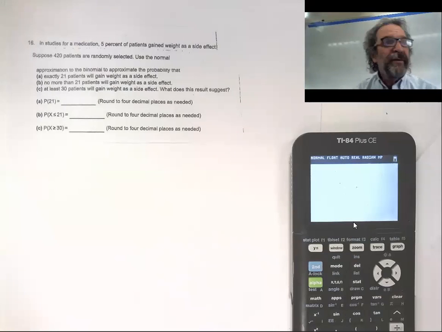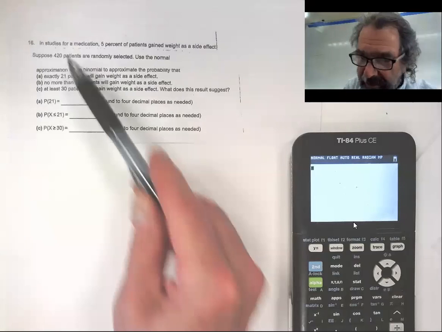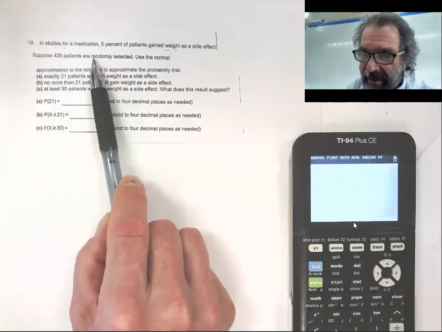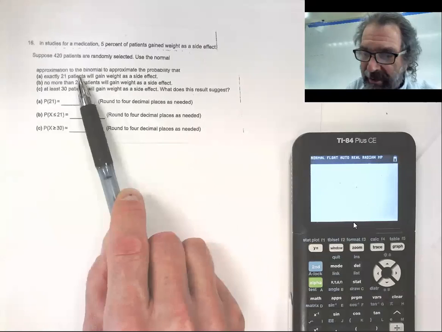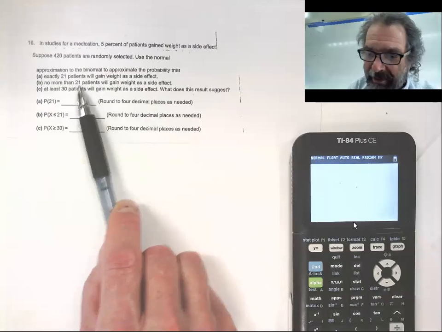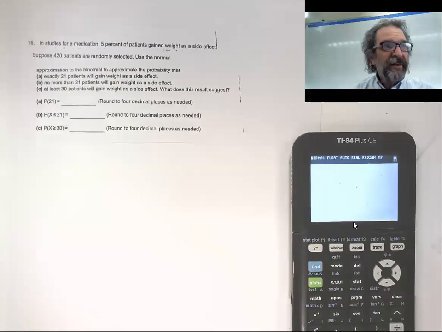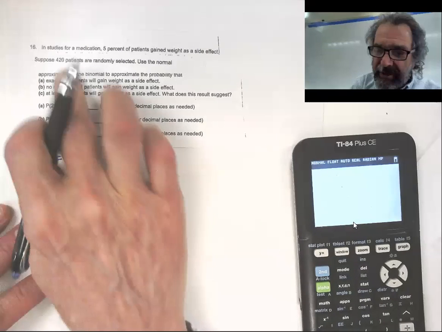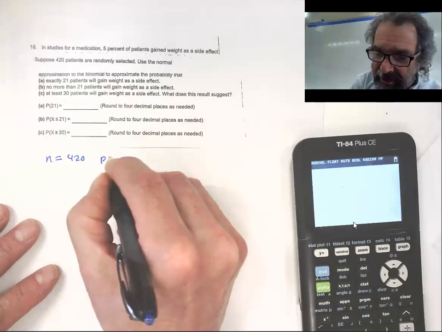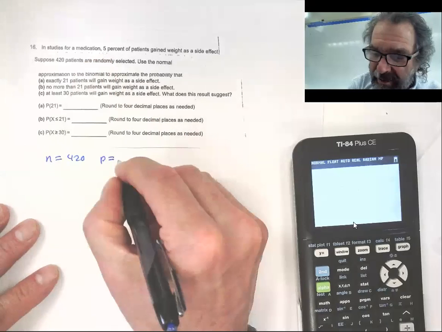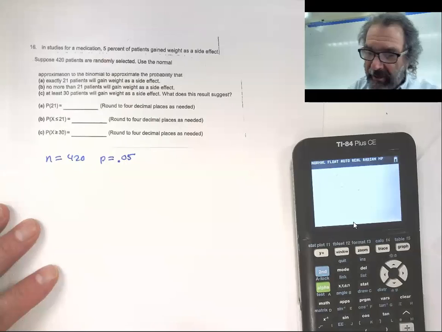It's another binomial approximation question. In this one, we've got in studies for medication, 5% of patients gained weight as a side effect. Suppose 420 patients are randomly selected. Use the normal approximation of the binomial to approximate the probability that exactly 21, no more than 21, at least 30 patients gain weight as a side effect. So first we have to figure out what n is. So n is the number of experiments, which in this case is the number of patients. P is the probability of success. Success is considered to be gaining weight. 5% is 0.05 chance. Okay.